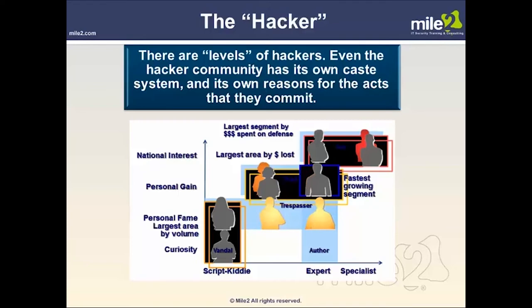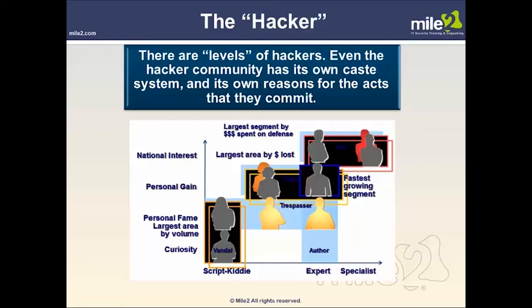You also have your trespassers, and these are going to mainly do it more so for personal gain. There might be money involved there, and they can range from being more like a hobbyist to an expert hacker considered within that realm. We also have, within the personal gain, the largest area of loss in dollar amount.